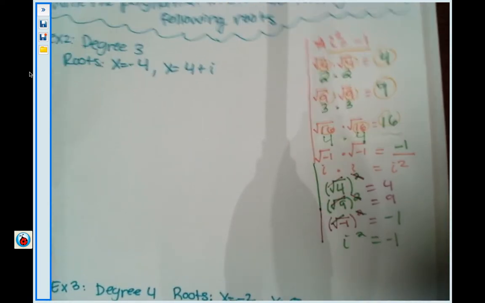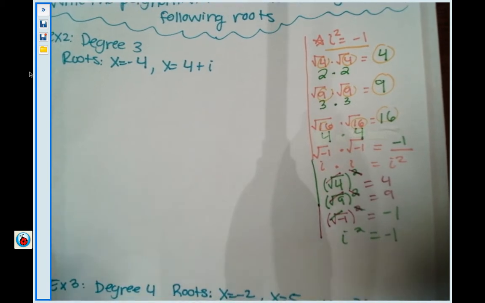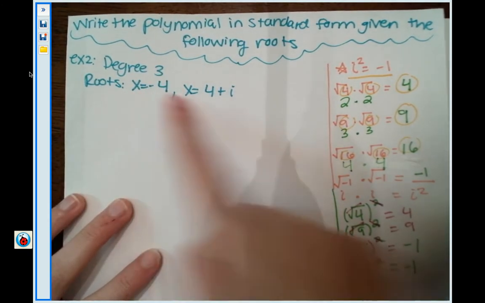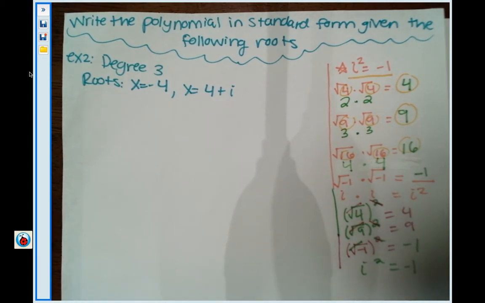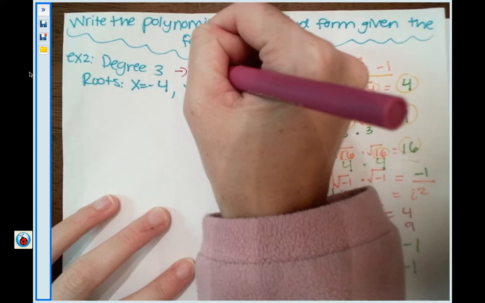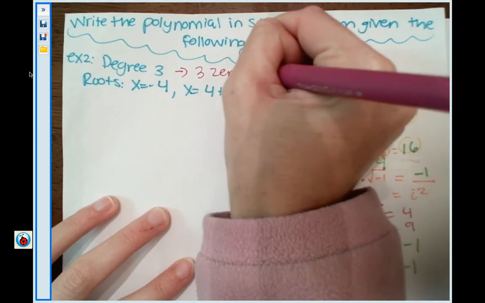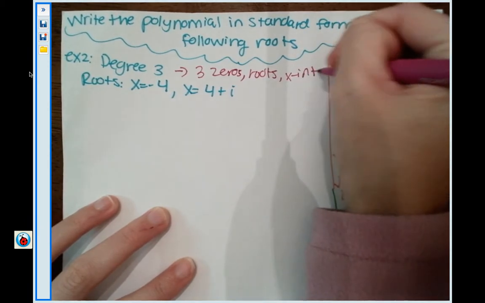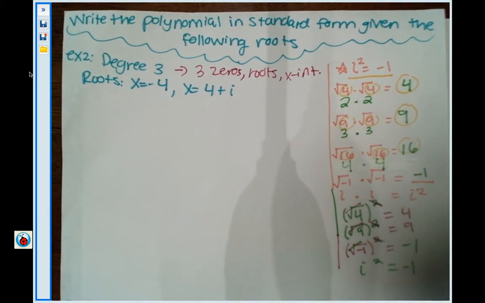Now, if none of that made sense, don't worry. You just have to keep in mind that i squared equals -1 because it is bound to show up in the problem. So let's get going on the problem now that we know why i squared is -1. We have a degree 3 polynomial, which, remember, the degree should always equal the number of zeros. So this means I should have a total of 3 zeros, or roots, or x-intercepts, or solutions. So I should end up with 3 roots.